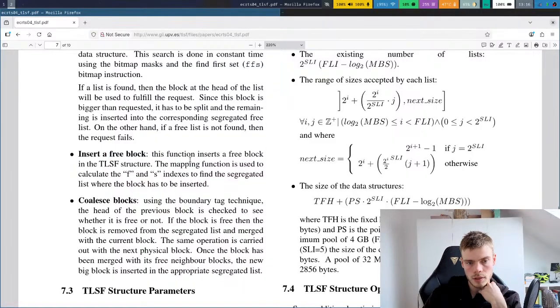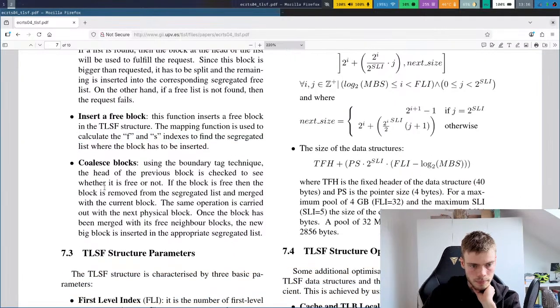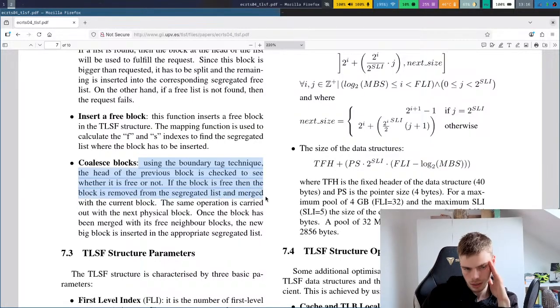Insert a free block. This function inserts a free block in the TLSF structure. The mapping function is used to calculate the segregated list where the block has to be inserted. Okay. Coalesce blocks using the boundary tag technique. The header of the previous block is checked to see whether it is free or not. If the block is free, then it is removed from the segregated list and merged with the current block. The same operation is carried out with the next block. Once the block has been merged with neighbor blocks, the new bigger block is inserted in the appropriate segregated list.